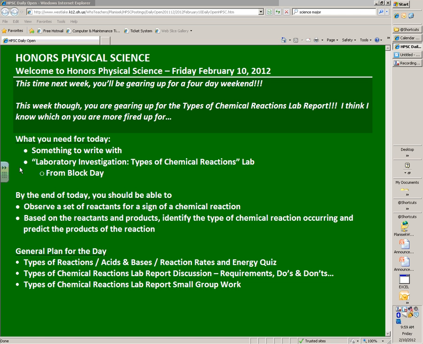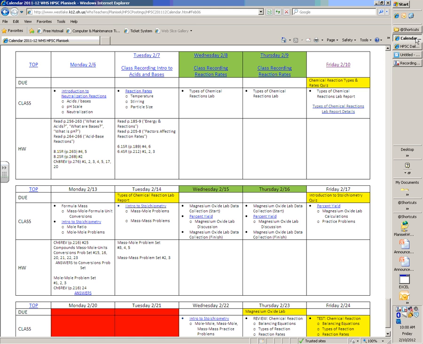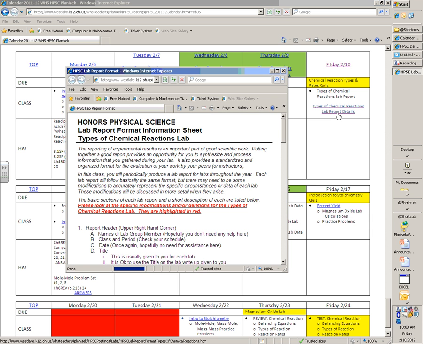Minutes, I wanted to take some time and discuss your lab report that is due on Tuesday of next week. If you go to the calendar and look at Friday's date, there is a link that says types of chemical reactions lab report details. If you click on that, this will come up.